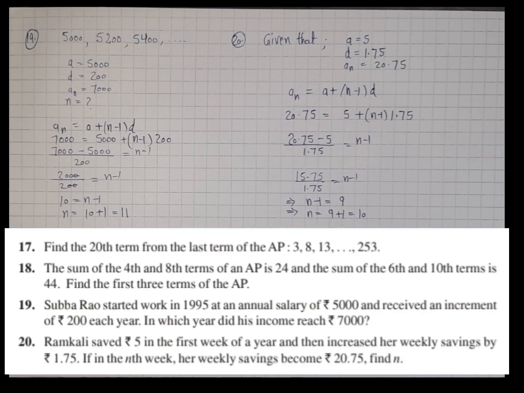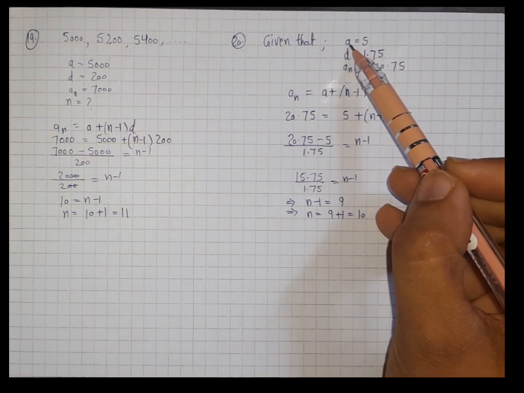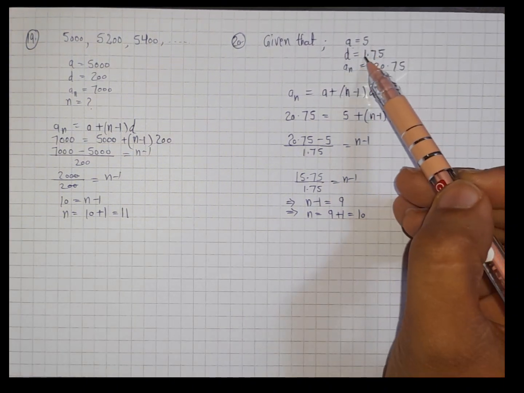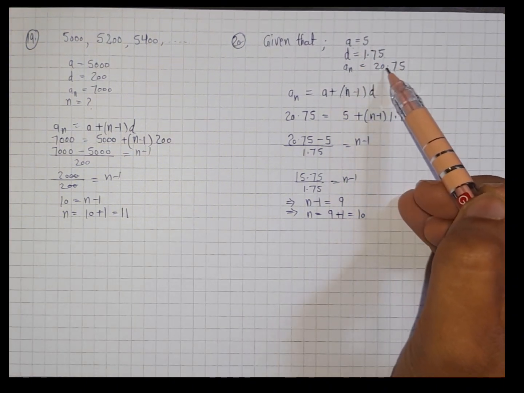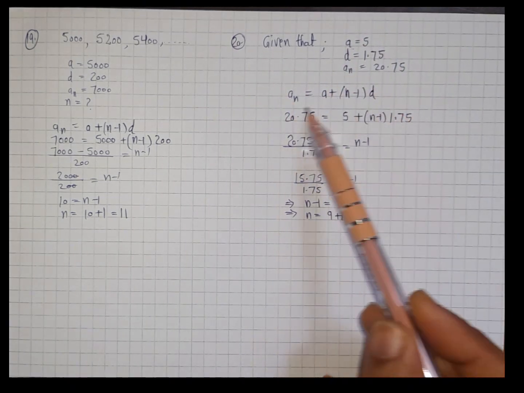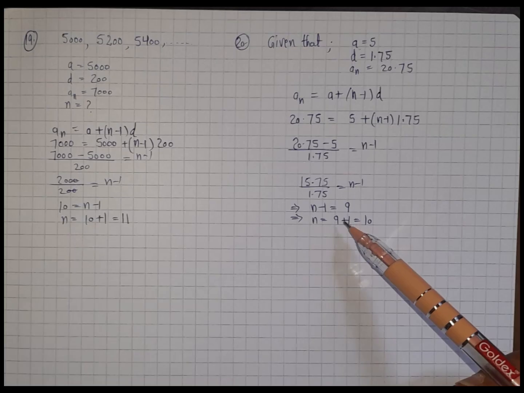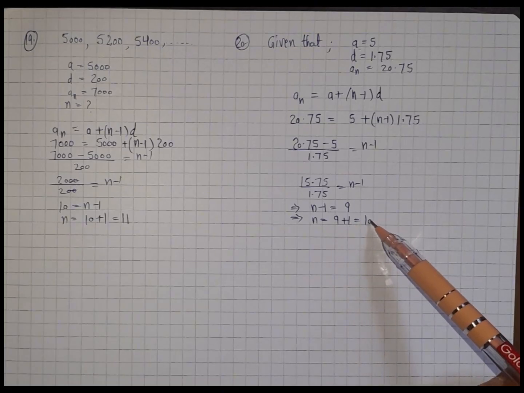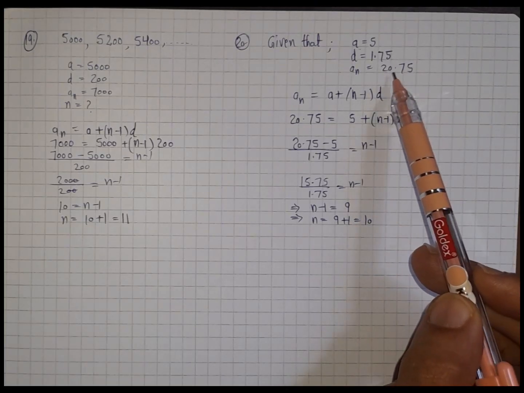Question number 20. Ramkali saved rupees 5 in the first week of a year and then increased her weekly saving by rupees 1.75. If in the nth week her weekly savings become rupees 20.75, find n. So in this question, a equals 5, d equals 1.75 and an equals 20.75. After putting all these values in the nth term formula, we have n equals 10. That is, in the 10th week, her savings will be rupees 20.75.